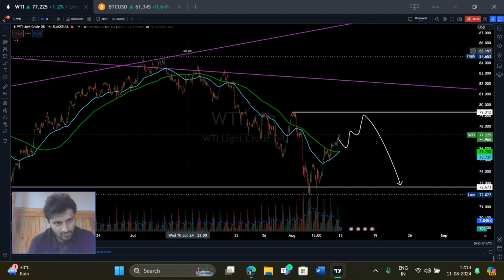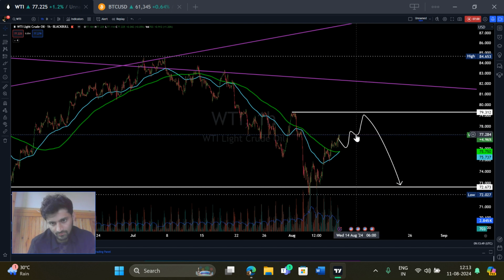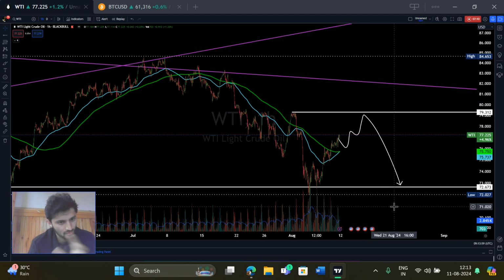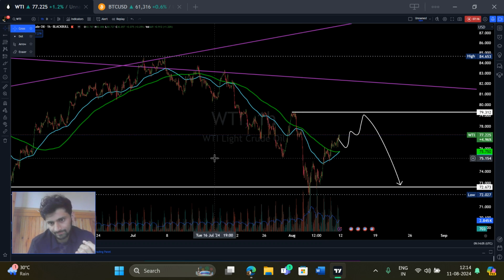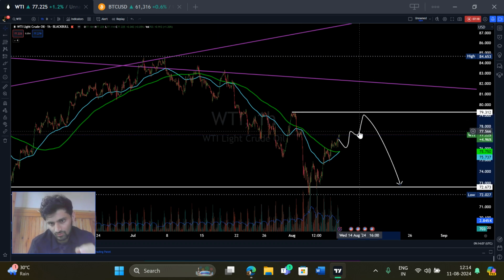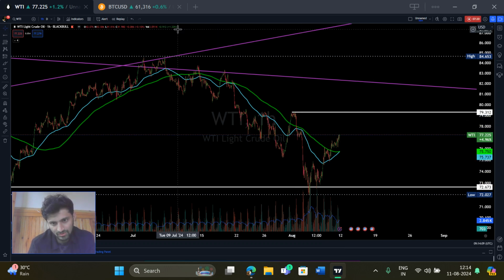So if I draw two levels, this first level, this one 72.67, 79.31. If the market is at this one, we have to sell. If it breaks these two levels up and downside, we have to go long downside, long upside positions, right? So this is the way actually continuously.